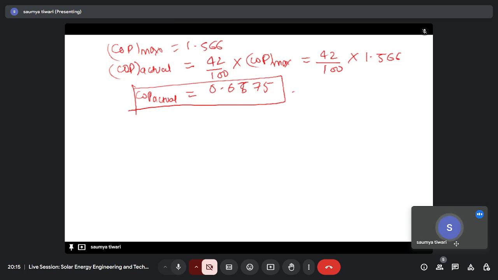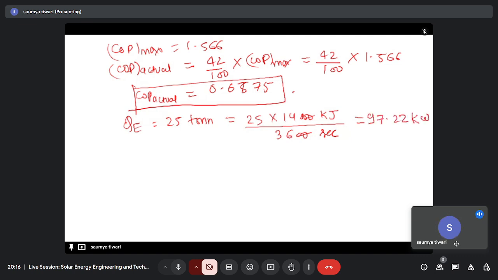Now the actual QE was given as 25 ton. Note that you need to pay attention to the unit also. One ton is equal to 14,000 kilojoule per hour. So it will be 25 times 14,000 kilojoule per hour, and the hour can be written in seconds, divided by 3600. If we solve this, we will get 97.22 kilojoule per second, or you can write it as kilowatt.